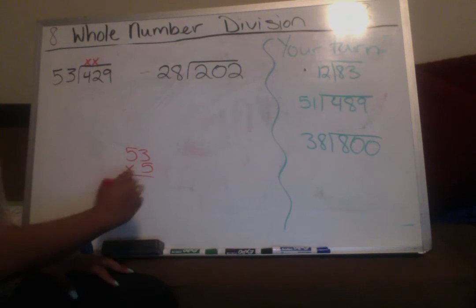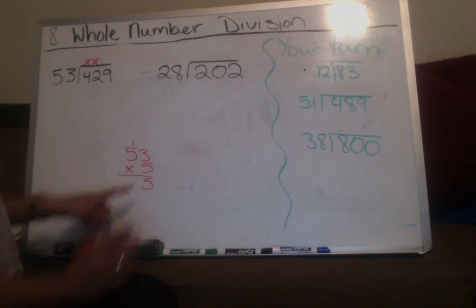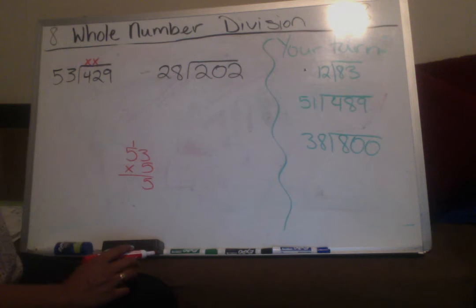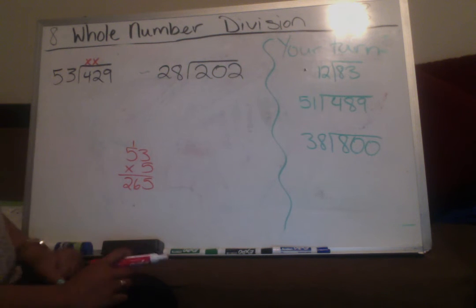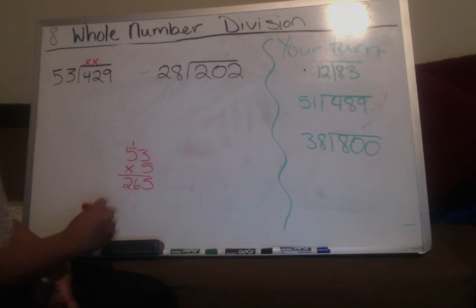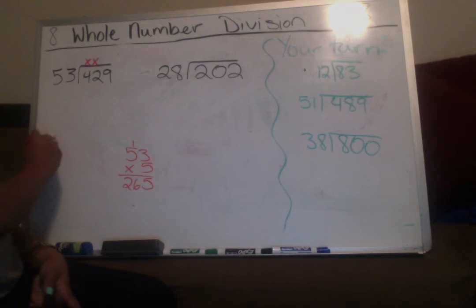5 times 3 is 15. 5 times 5 is 25. 26. So we see we need more. For once, we need to go higher. Let's do it over here. Can you see? Yes.